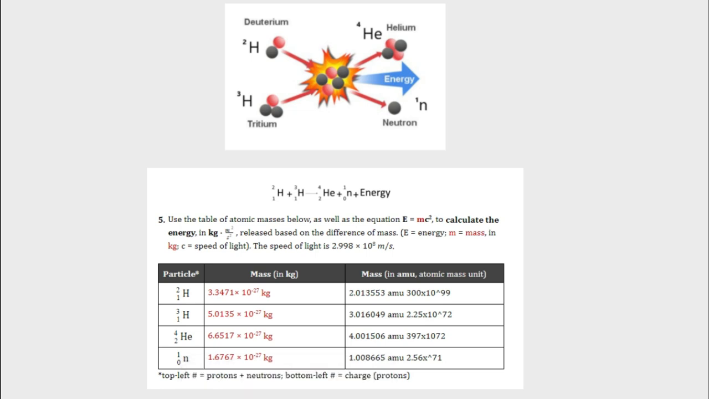Use the table of atomic masses below, right? So this table over here, as well as the equation E equals mc squared, to calculate the energy in kg m squared over s squared released based on the difference of mass. I'm highlighting a couple key words here. Difference of mass, calculate the energy, right? And these are going to be our units. This is how we're going to check if we did everything okay. And we're going to use the atomic masses below.